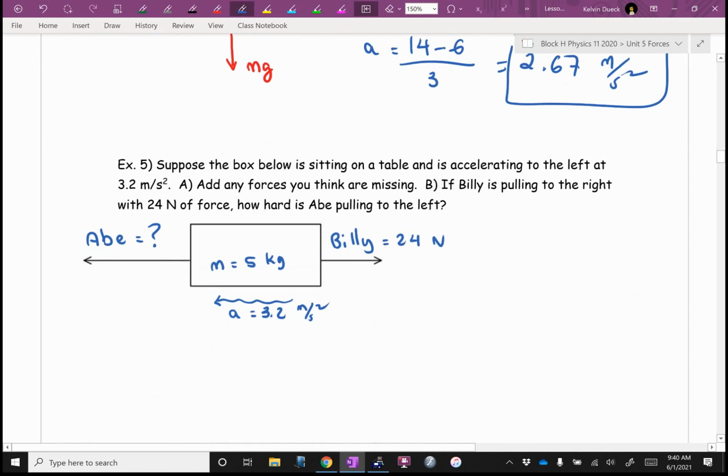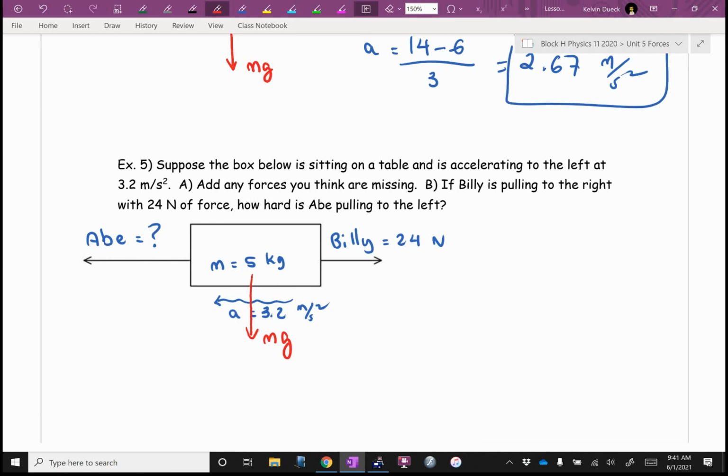Example 5. Suppose the box below is sitting on a table and accelerating to the left at 3.2 meters per second squared. A says, add any forces that you think are missing. What are the forces acting on this? Get the obvious one. What else? Are we sinking into the table like quicksand? No, we're not. Are we flying off the table like Superman? No. So vertically, the forces must be, I'm looking for where that starts, the letter B.